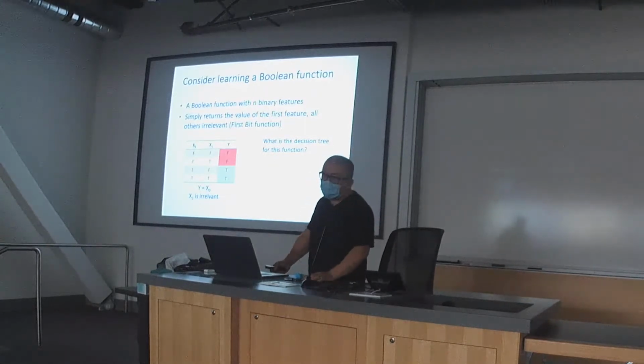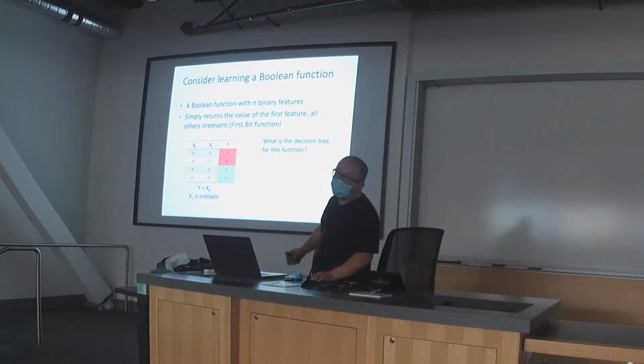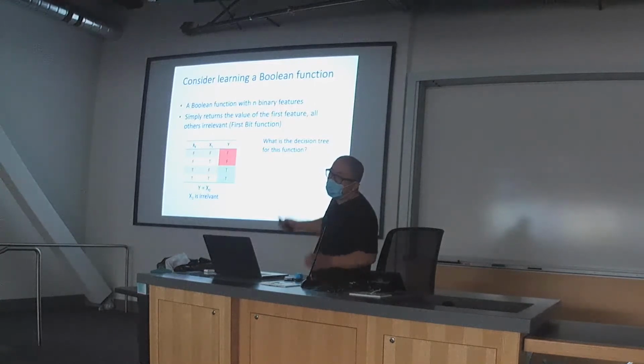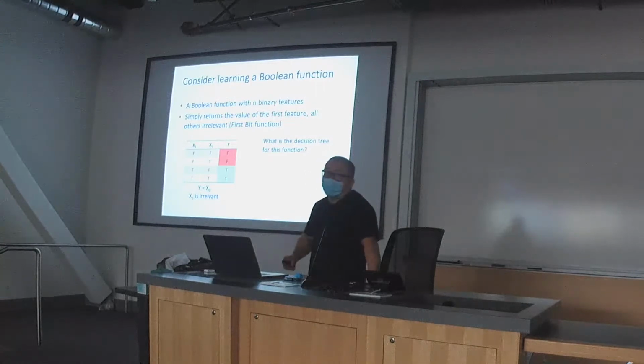Okay, to illustrate overfitting, I want to use a concrete example. We consider running our decision tree to learn a Boolean function, with in general n features where each feature is binary. So the label is binary, each attribute is binary. You can imagine that the instance space will be finite. Suppose you have n binary attributes. How many instances do you have in total?